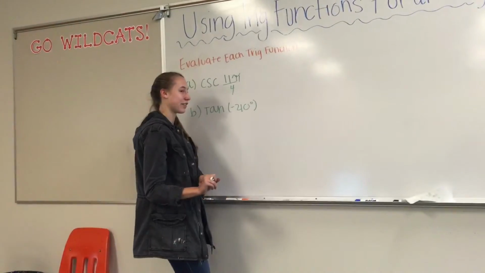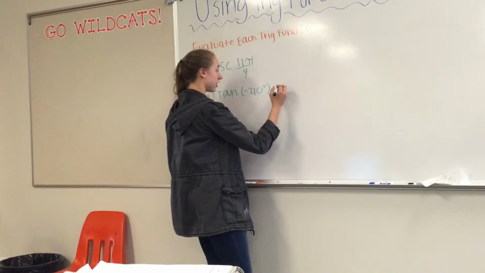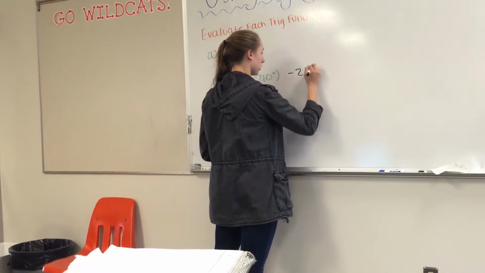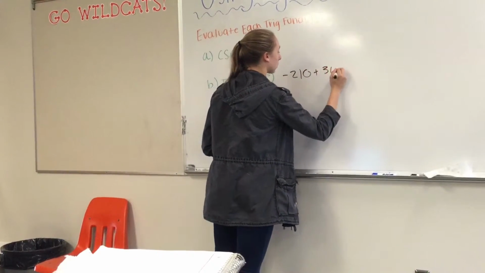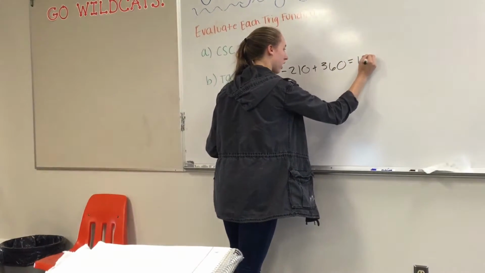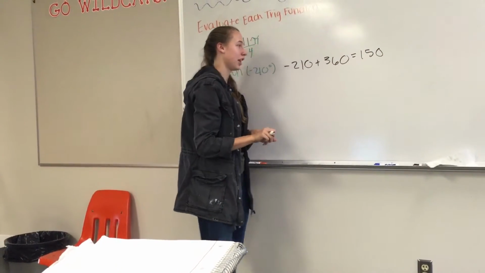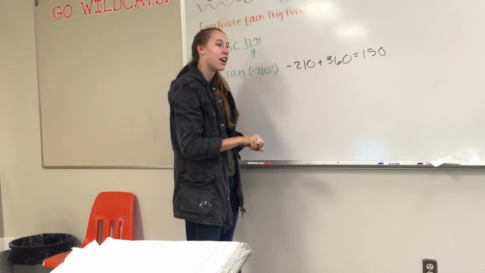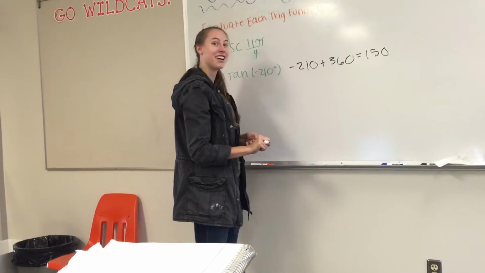The first step is to find the coterminal angle. To do this, you need to add 360 to negative 210, which equals 150. The next step is to find the reference angle.